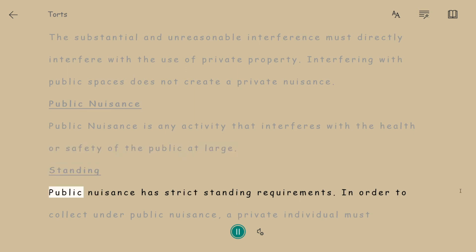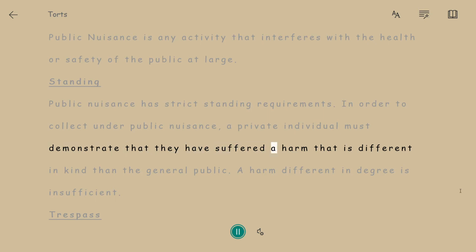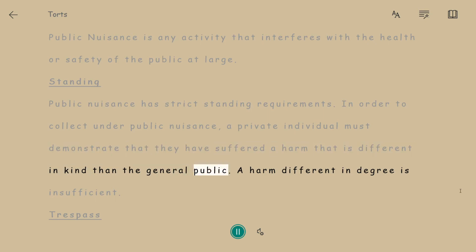Standing. Public nuisance has strict standing requirements. In order to collect under public nuisance, a private individual must demonstrate that they have suffered a harm that is different in kind than the general public. A harm different in degree is insufficient.